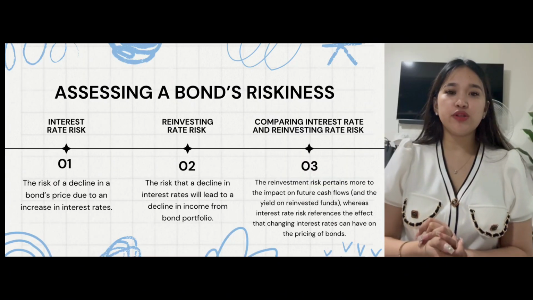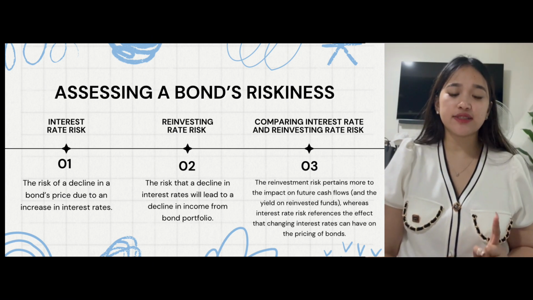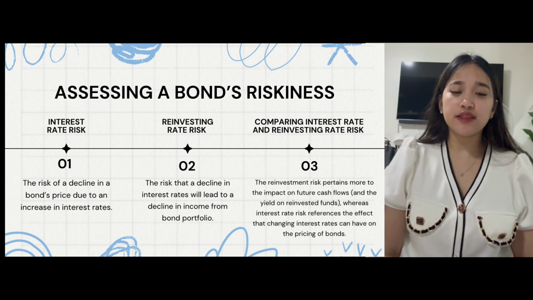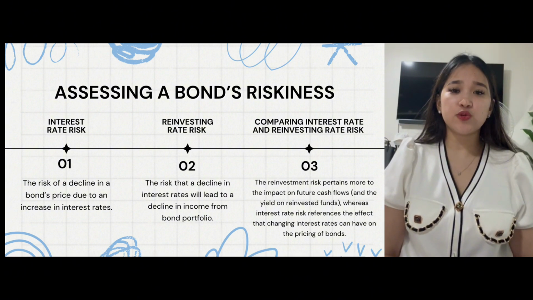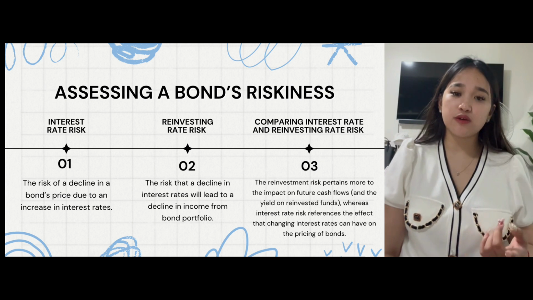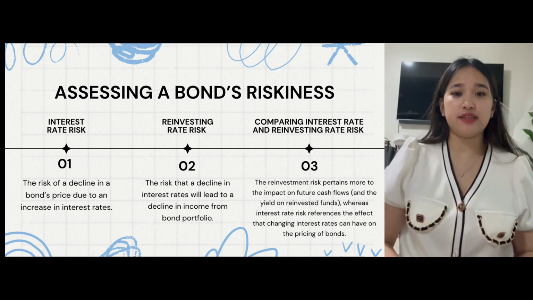So now we will be assessing a bond's riskiness. First, we have the interest rate risk. Interest rates fluctuate over time, and an increase in rates leads to a decline in the value of an outstanding bond. This risk of a decline in bond values due to an increase in interest rates is called interest rate risk.